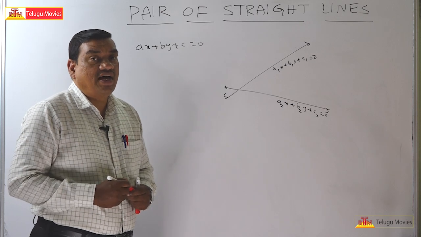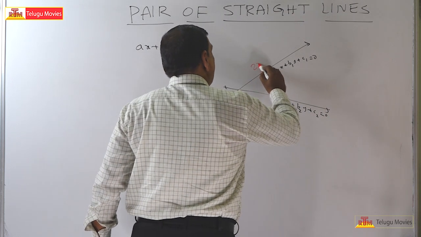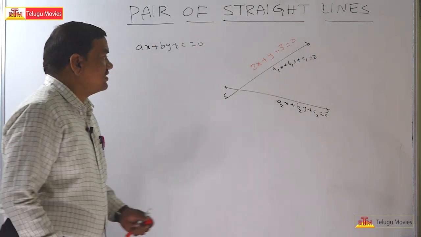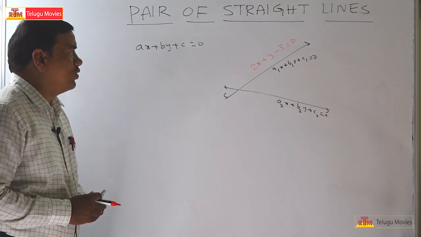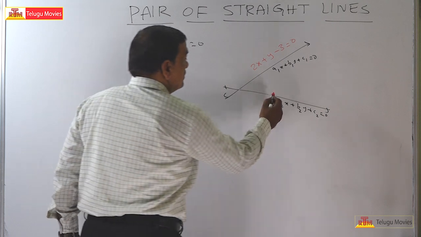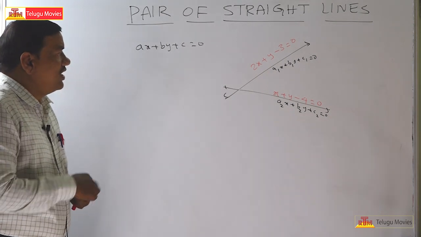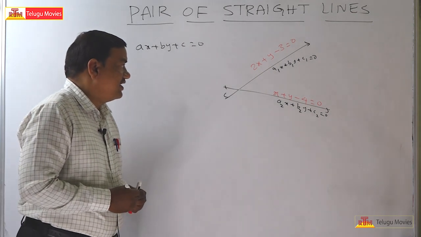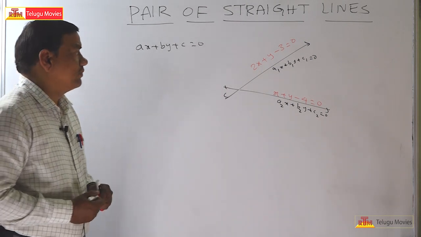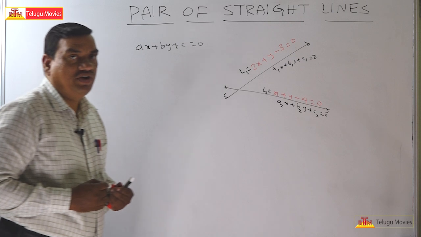To make you understand that, let us take one example. Suppose there is an equation 2x plus y minus 3 is equal to 0. Let there be another line, x plus y minus 4 is equal to 0. There are two lines. The equation of the first line is 2x plus y minus 3 is equal to 0. The equation of the second line is x plus y minus 4 is equal to 0. Let us call the first line L1 and the second line L2 for our convenience.